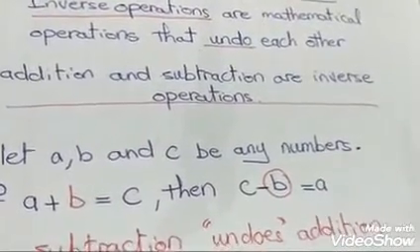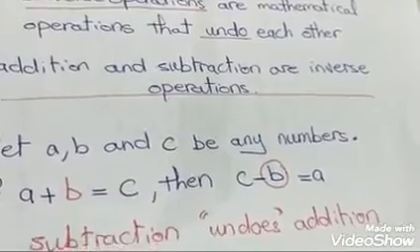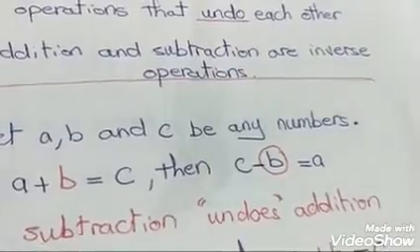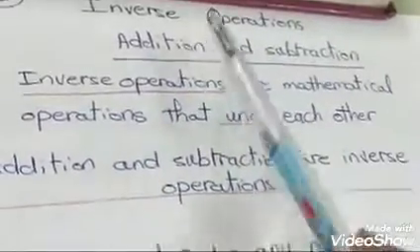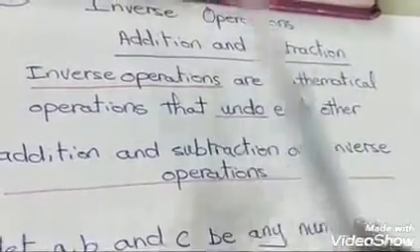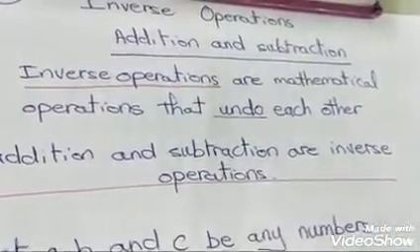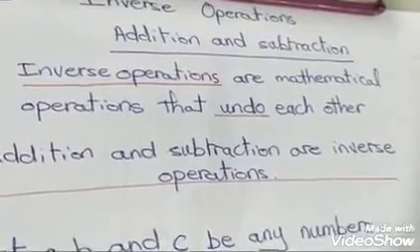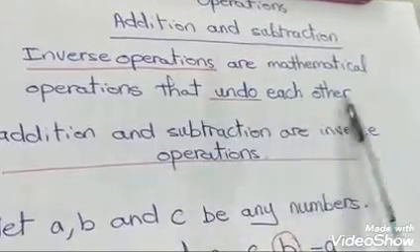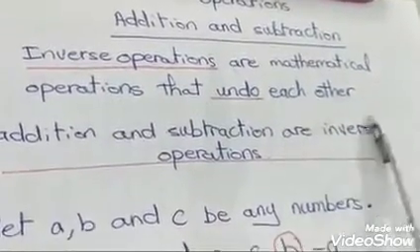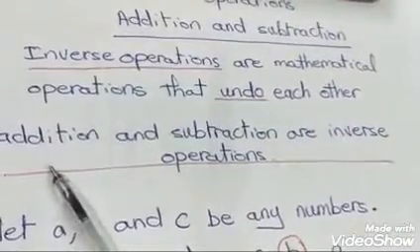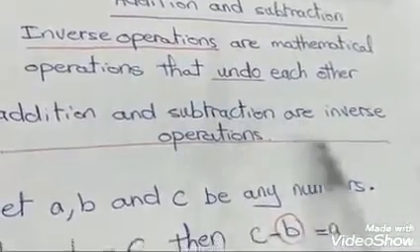So we saw how to do the operations of addition and subtraction. The addition and subtraction operations have a relation between them. What is the relation? They are inverse operations. How are they inverse operations? Inverse operations are mathematical operations that undo each other, meaning one cancels what we have done in the other operation.